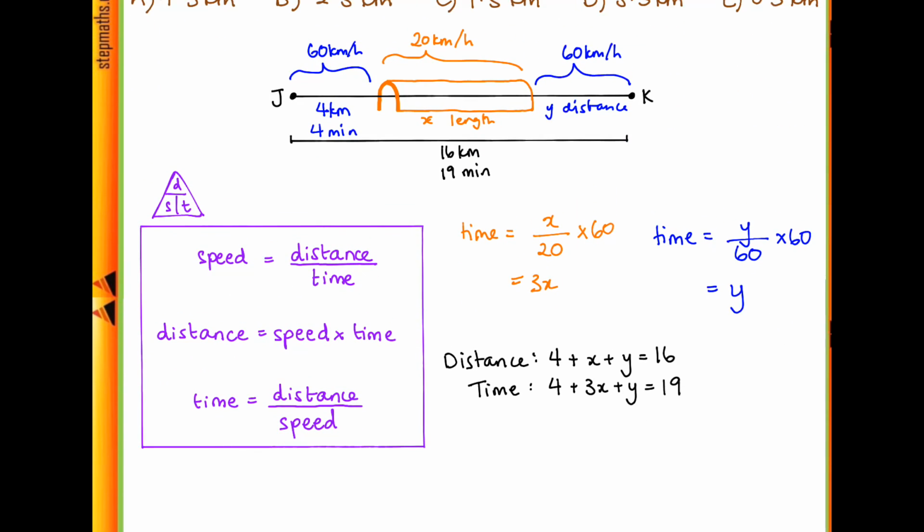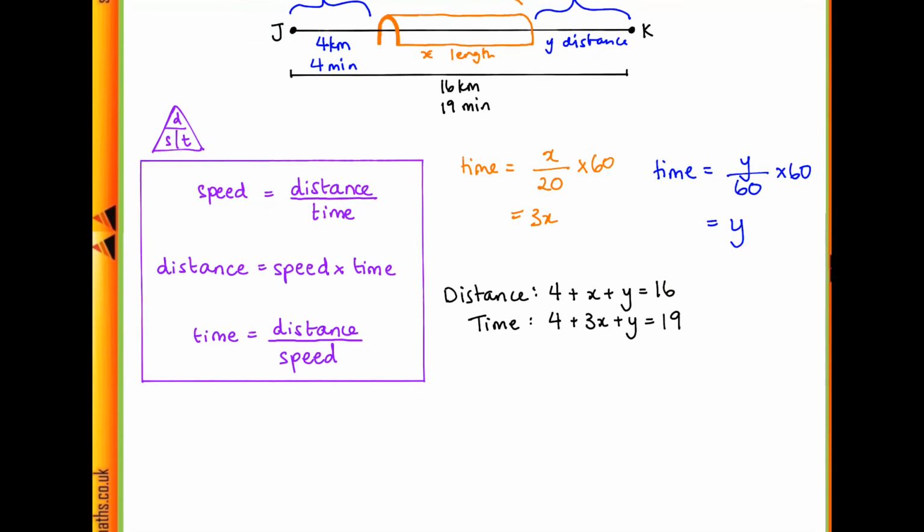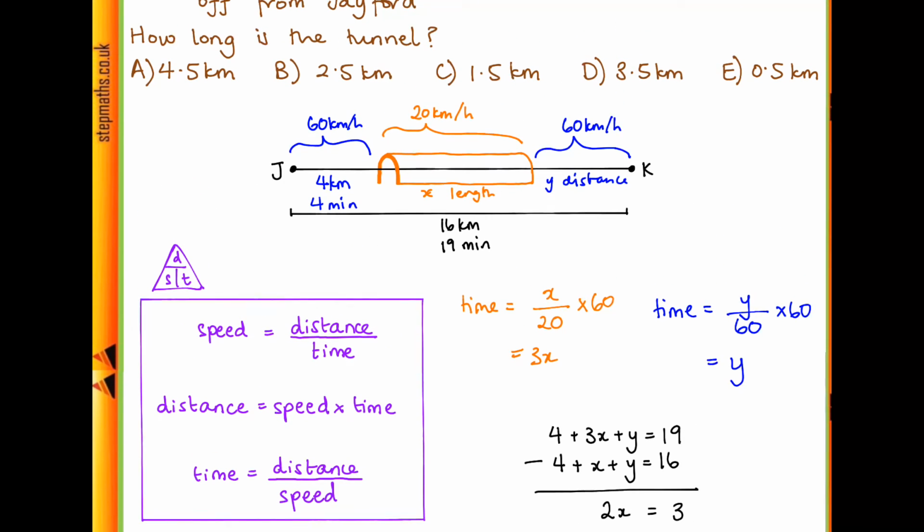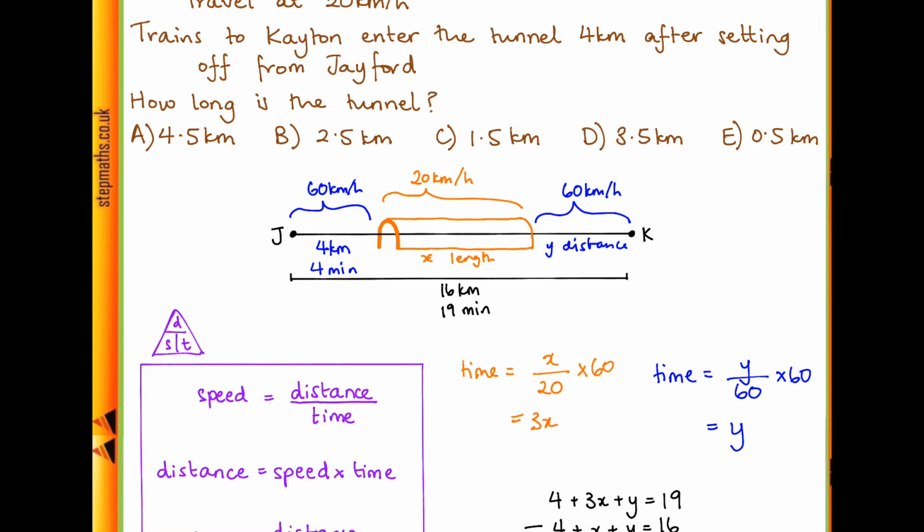So to solve the question, all we have to do is solve these two equations for x. You can do that any way you want, but I think the easiest way is to take one equation from the other. It probably works better the other way around: if we take the distance equation from the time equation, the 4s cancel and the y's cancel, so we're left with 2x equals 3, and dividing by 2 gives x equals 1.5. So the length of this tunnel is 1.5 kilometers, and that gives us our answer, C.